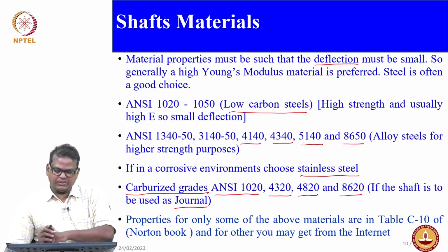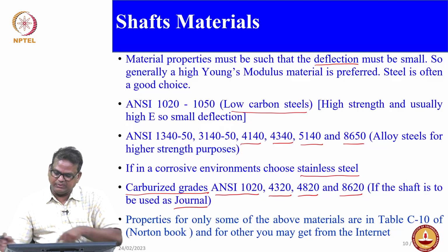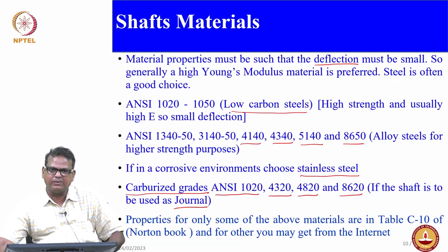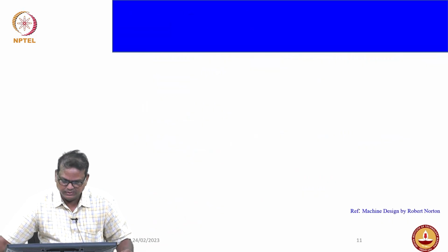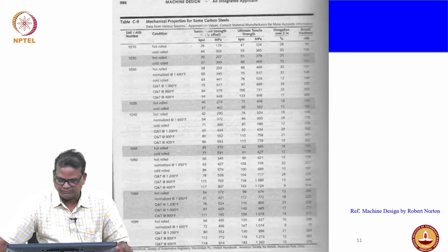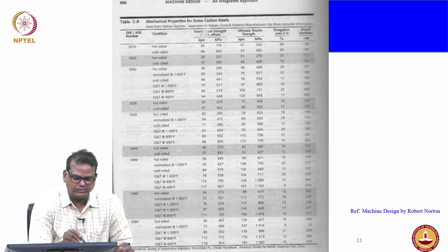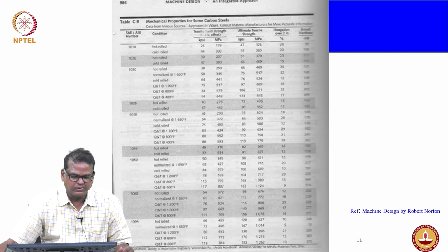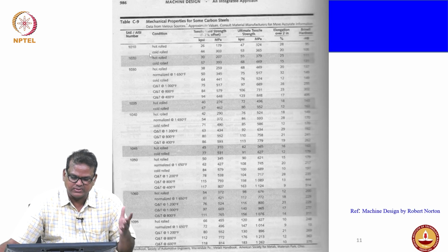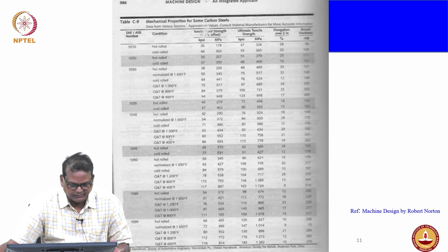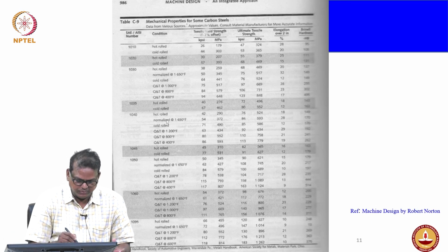For the properties of some of the other materials, usually I will give table C10, which is taken from Machine Design by Robert Norton. You can see all the material combinations; AISI or SAE, both are the same. It depends on the condition: hot rolled or cold rolled, or quenched and tempered, and it keeps going, you can see here.